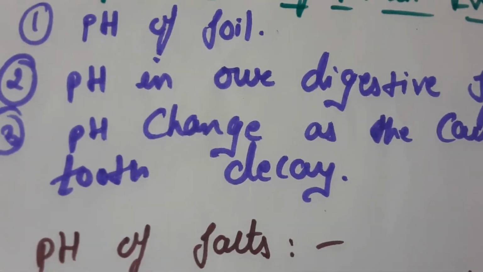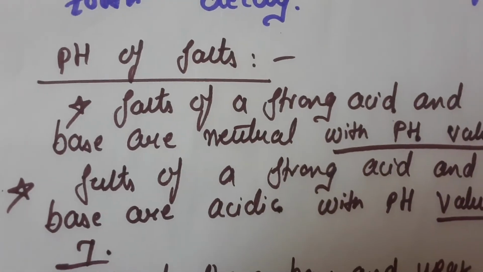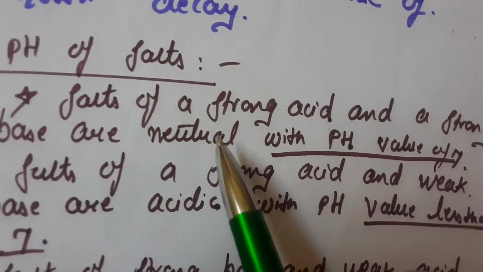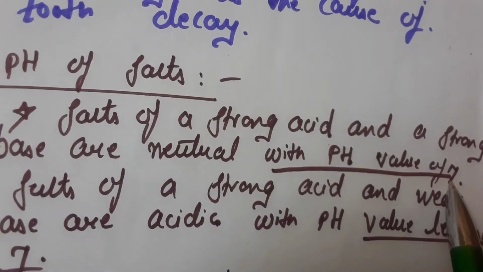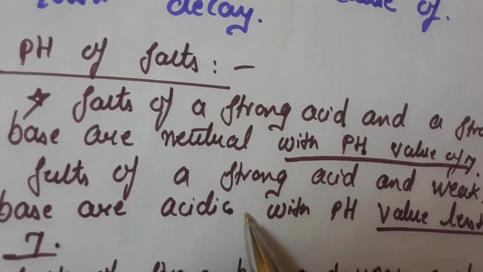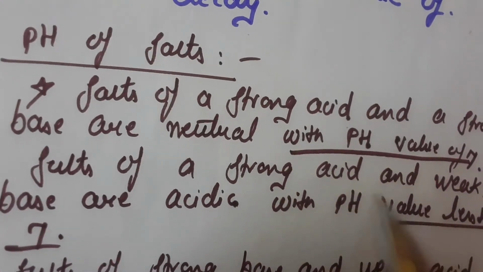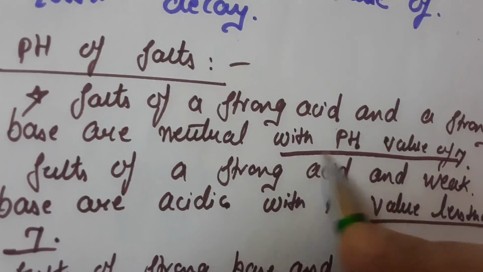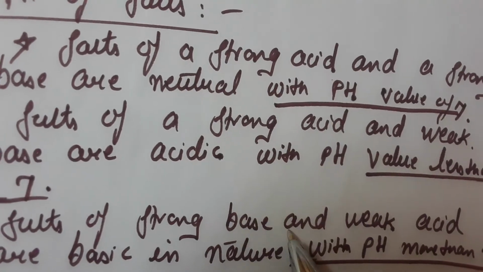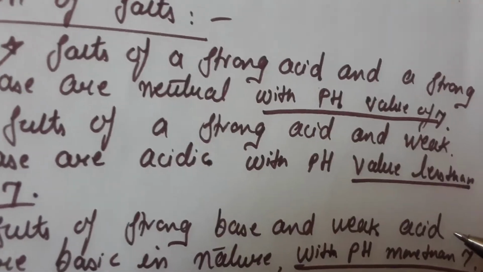Next is pH of salts. There are 3 points, dear students, you have to note down. First point: salts of a strong acid and a strong base are neutral with pH value of 7. Second: salts of a strong acid and weak base are acidic with pH value less than 7. Note down, underline these important points. Third point: salts of a strong base and weak acid are basic in nature with pH more than 7.